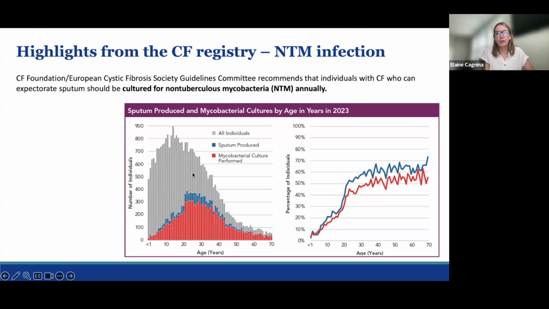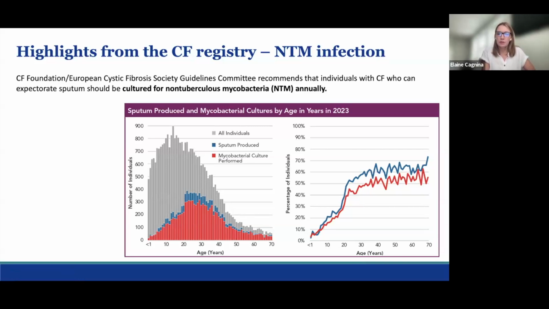And so what is shown here is a picture. The gray bars are all comers with CF in the registry. The blue bars are if they produce sputum, and the red bars are if they have a mycobacterial culture performed. As you can see, we are capturing probably less than half of people with CF in terms of any kind of sputum culture, and even fewer are getting mycobacterial cultures performed on an annual basis.